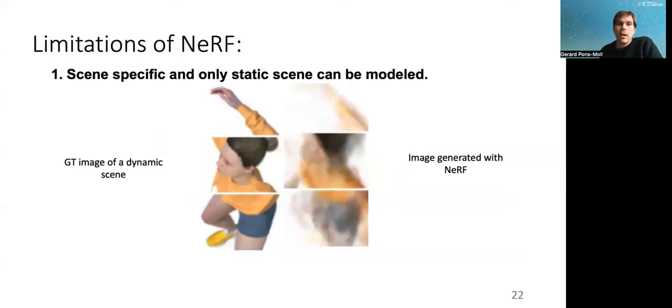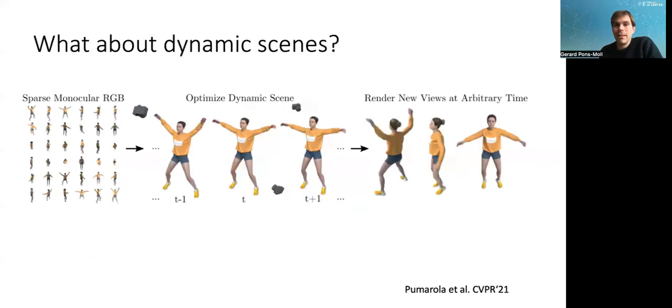Okay, so let's look at the first limitation, not being able to model dynamic scenes. Right after NeRF, there were several papers that extended NeRF to time. Here the goal is to have a sparse set of views and a sparse set of frames, temporal instances of the scene, and to be able to render the scene from any viewpoint at any time.